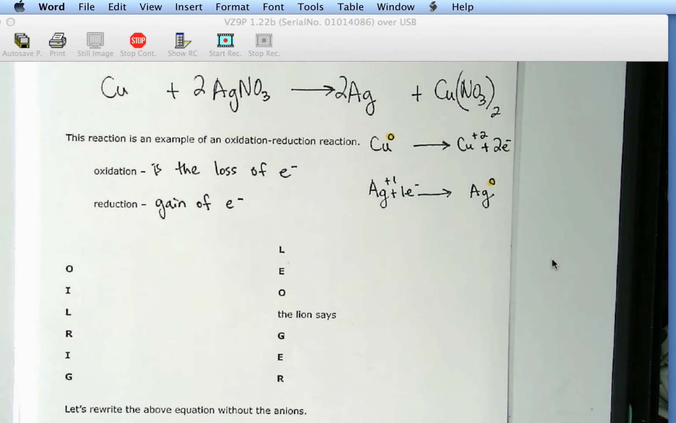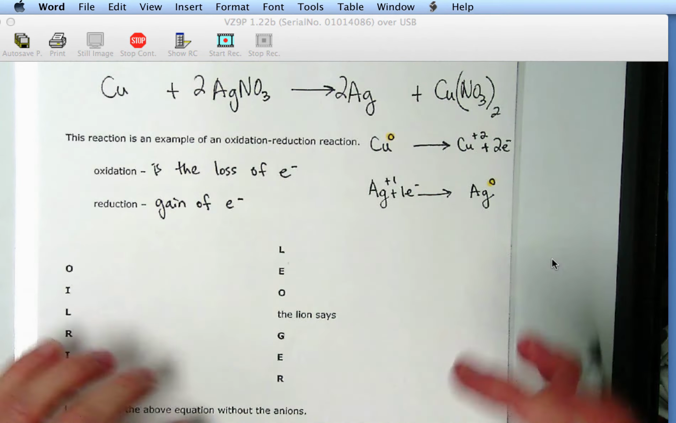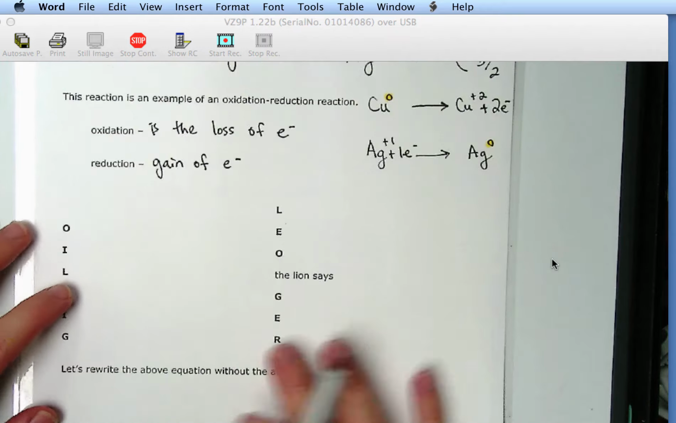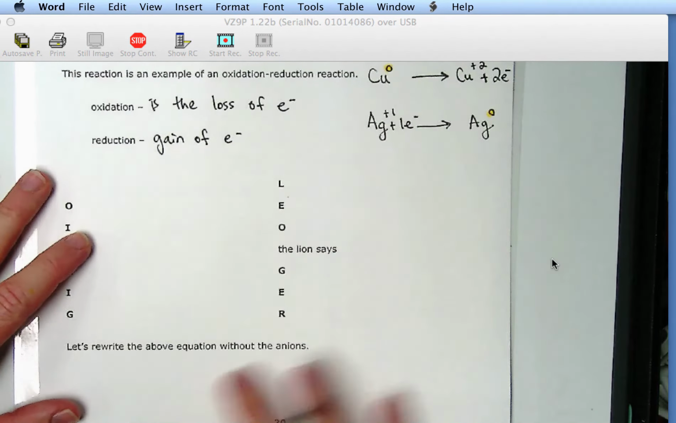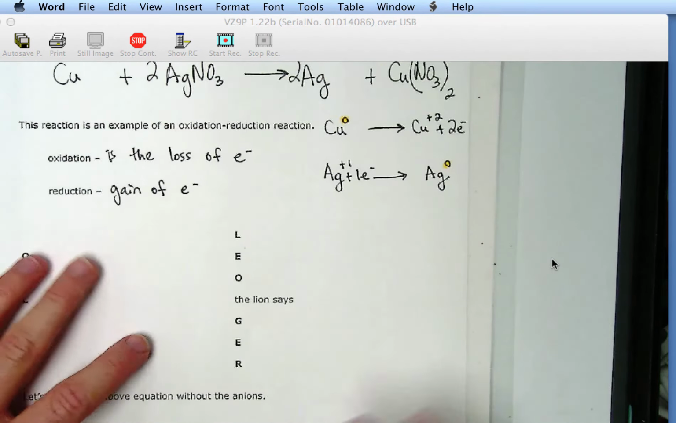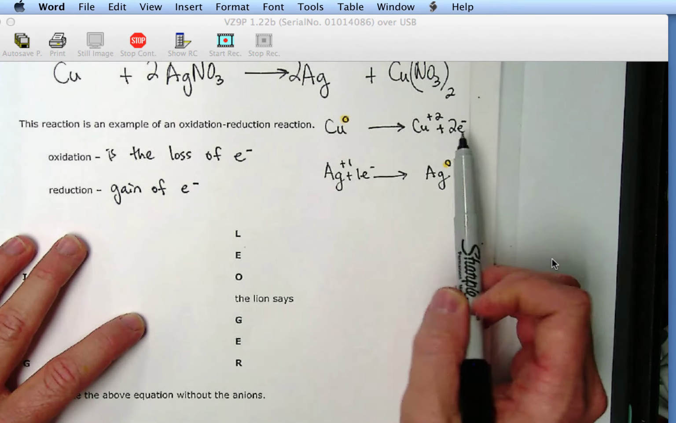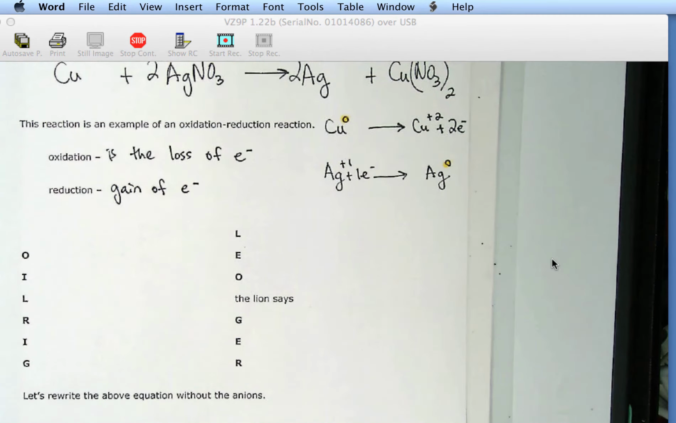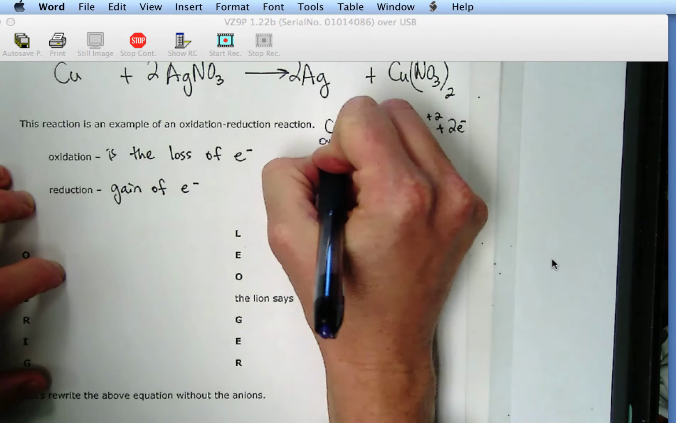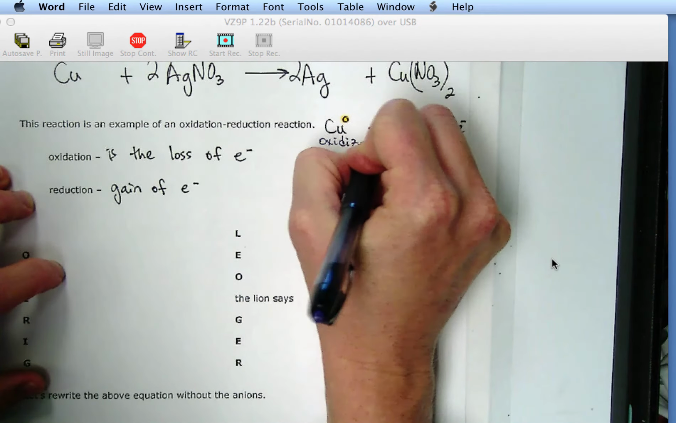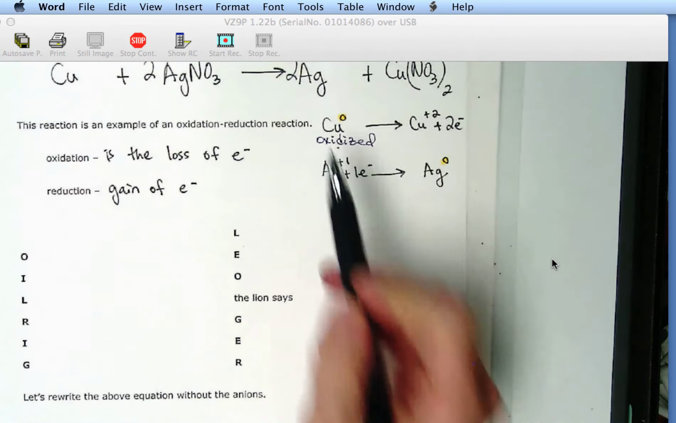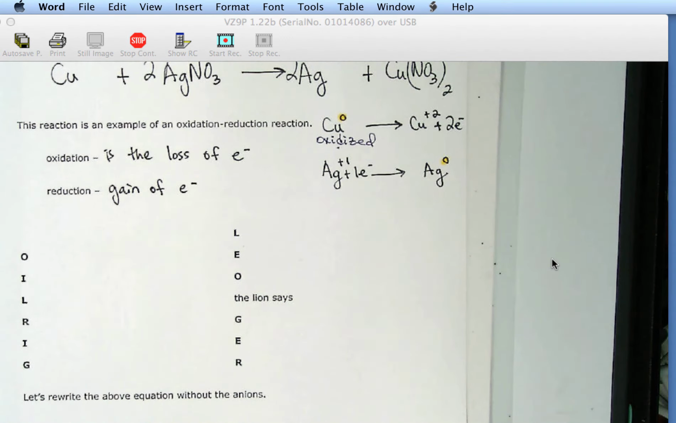So this is a case where, this is what I've rewritten here. This is a case where copper has lost electrons. So you would say that copper is getting oxidized. Copper's getting oxidized. And if copper is getting oxidized, then what must be happening to silver ion, or silver nitrate? It's getting reduced.